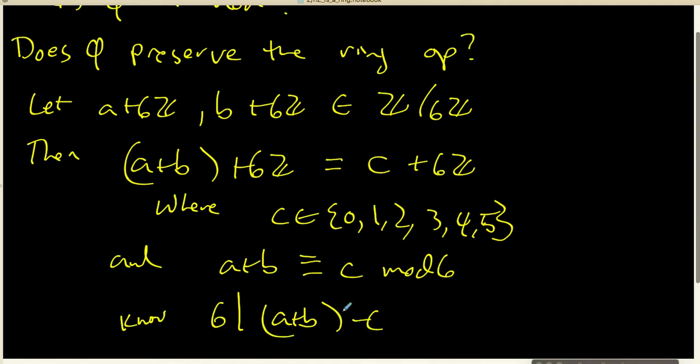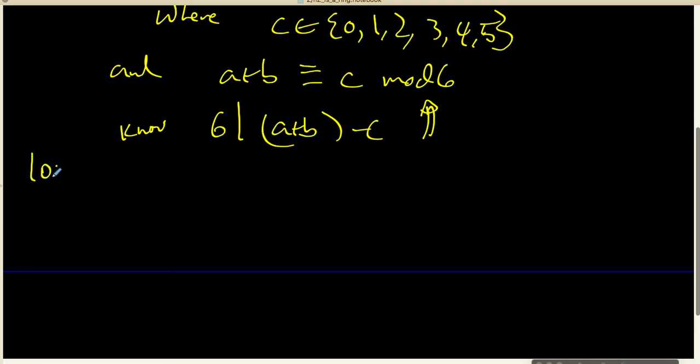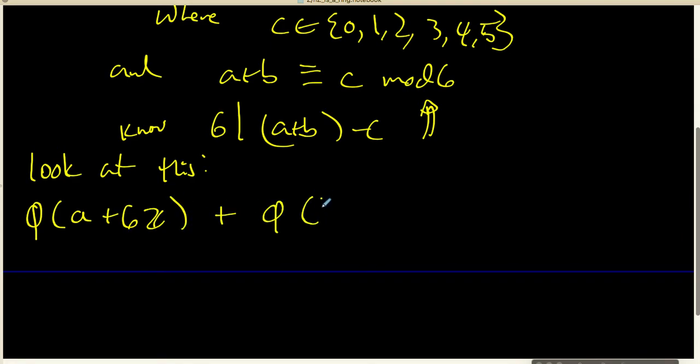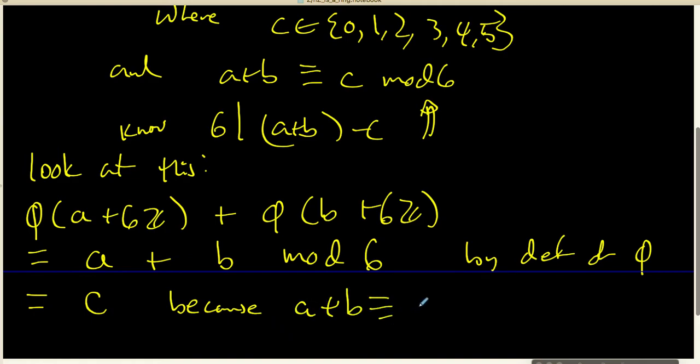And since I know this, that will imply that the two cosets are the same. And now all I have to do is think about how phi behaves on the sum of A plus 6Z and B plus 6Z. In other words, I want to look at this. Phi of A plus 6Z plus phi of B plus 6Z is going to be A plus B mod 6, and that's by the definition of phi. But A plus B mod 6 is just equal to C, because we just got done establishing that these two things are the same.